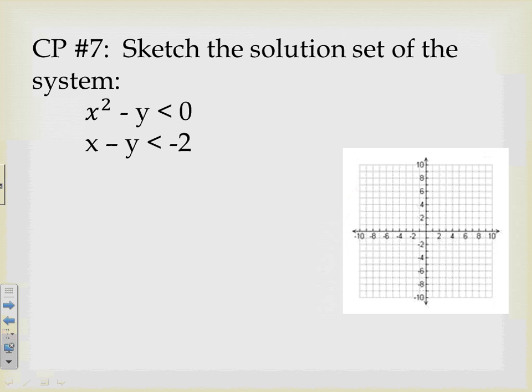All right, number 7. We're almost there. We've got just a couple more things to go over. Example number 7 is found at the bottom of page 470. Again, it's checkpoint number 7. Sketch the solution set of this system.